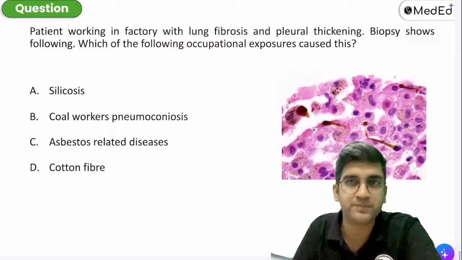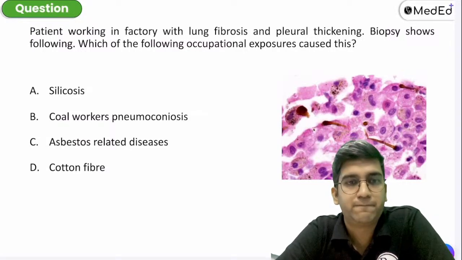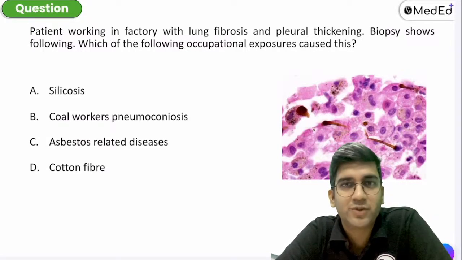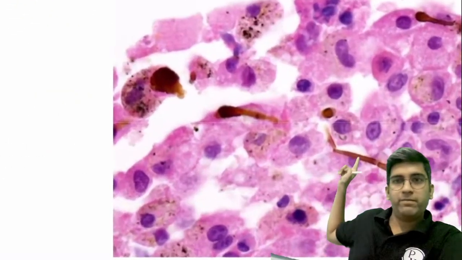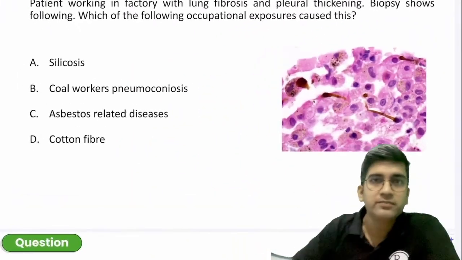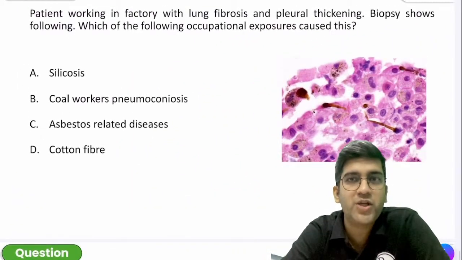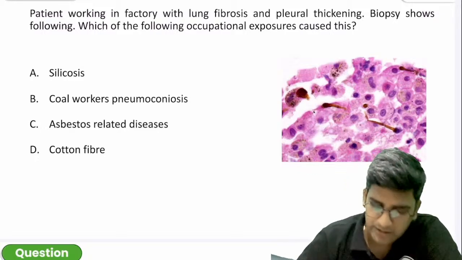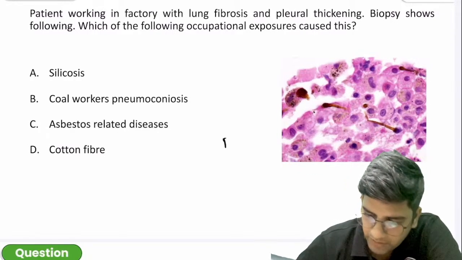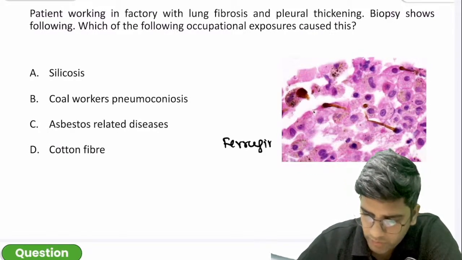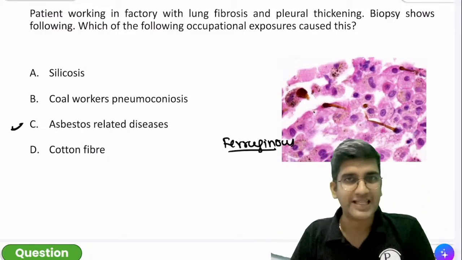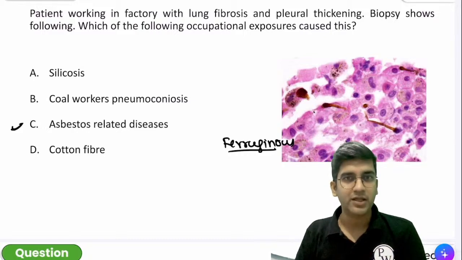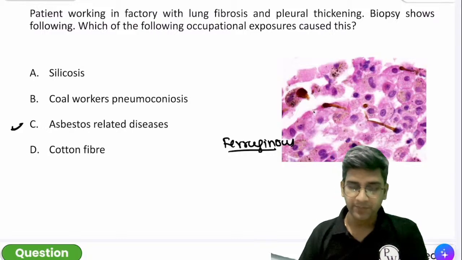Okay, the last question. It's a simple one. We had discussed this before. This is the brown color, elongated fiber, and a person working in a factory with lung fibrosis and thickening. Perfect. That's your classical ferruginous bodies, and that's classically seen in asbestos related disease. Ferruginous bodies and asbestos bodies are more or less the same thing. In reality, it's actually different, but at least for an MCQ purpose, remember them as the same thing, right?